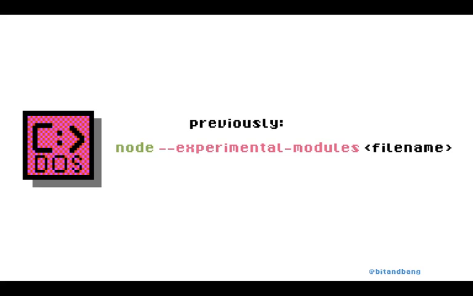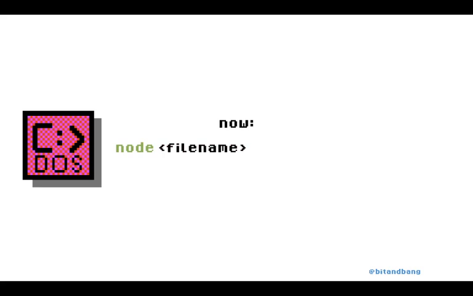To run this previously, for a bit there, we were having to run Node with a flag, the experimental modules flag. Now we're just going to be dropping that flag. So to run this, we're just going to run node and the file name. In our case, we were naming that file index.js, so we're going to do node index.js. Take a look at a quick example.